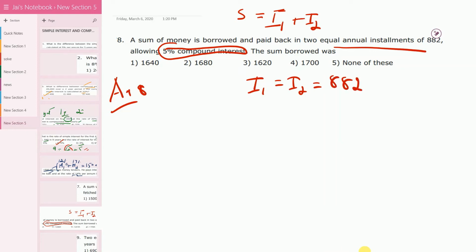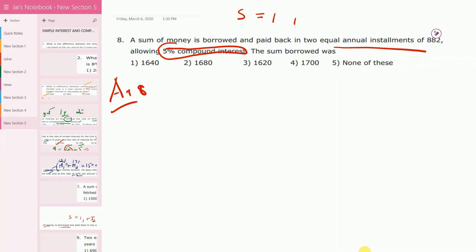Okay. Here's the crux to this question. Since we also have to pay the interest along with the amount that we have borrowed, assume the sum to be x and y. That is, it has two components. First is rupees x and the second is rupees y.